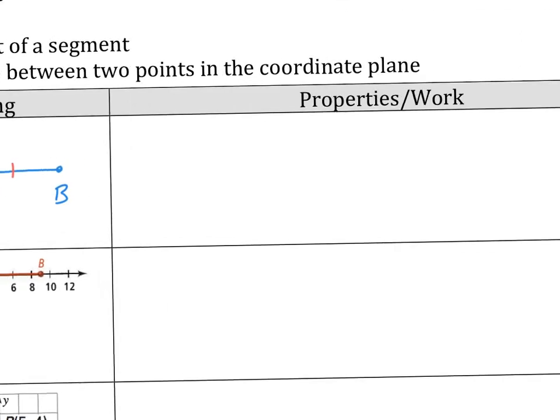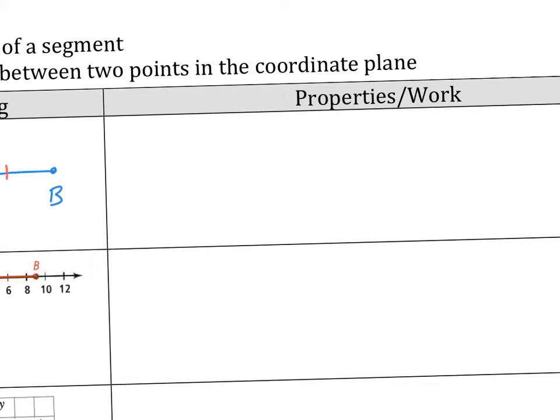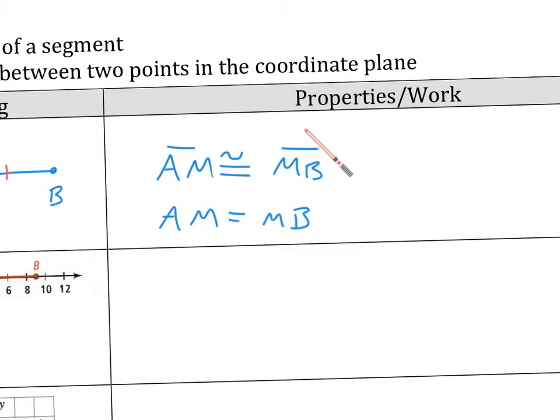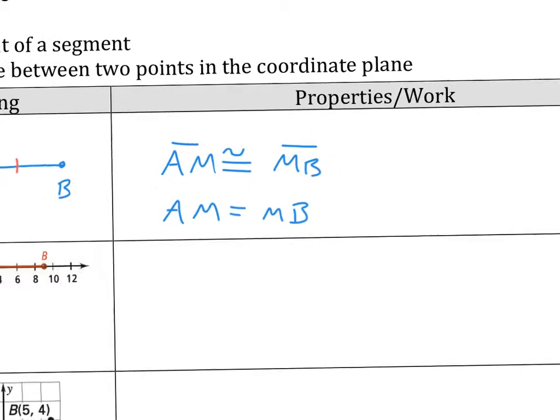Okay, so the property here is that at the moment M is the midpoint, we have segment AM, I'm going to put the little tilde above, is congruent to segment MB. And you could state it in a slightly faster way, just saying that their measures are equal. So that means I don't need to have the segment symbol above. All right, so that's by way of review.